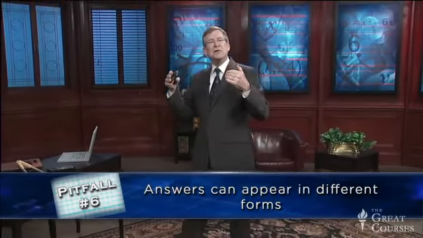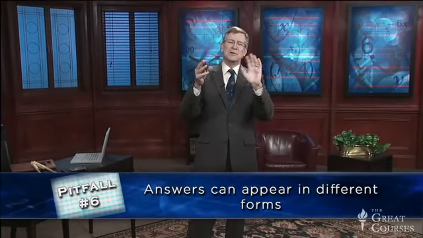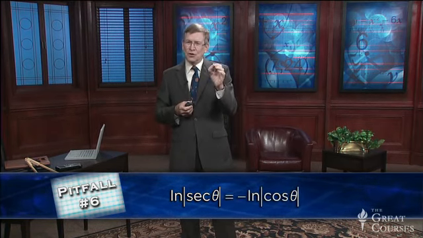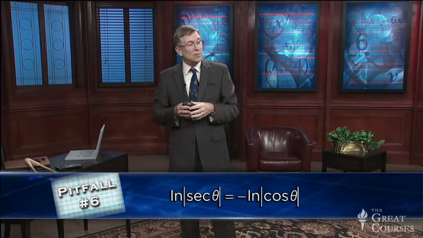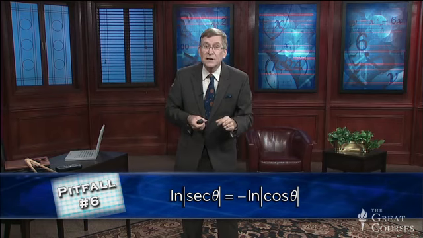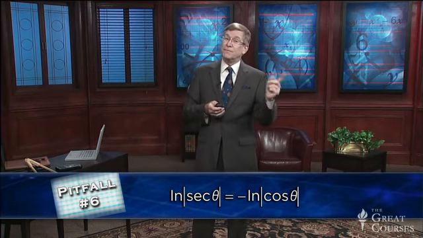Pitfall number 6. Your answers can appear in different forms. Here's a typical case. You might see an answer in the back of the book that says the answer is logarithm of the absolute value of secant theta. Well, by logarithmic properties, that's equivalent to minus log absolute value of cosine theta. So if you have that second answer, you're correct, even though the back of the book has a different form of that correct answer.